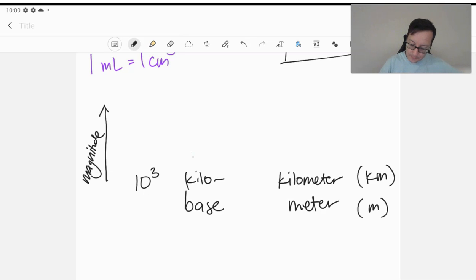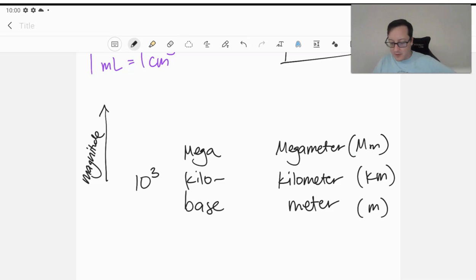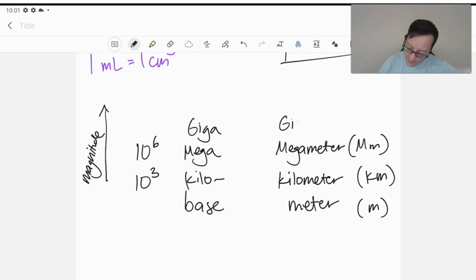As we keep going up, after kilo, we have mega. That's the next one we use. We have megameter, although this is not really one we see very often. That would be capital M, small m for megameter. The mega is capitalized. Mega stands for 10 to the 6. You might be more familiar with megabytes, for example, in storage space. If we keep going up, we have giga. We could have a gigameter. A gigameter is a billion meters, 10 to the 9th power.